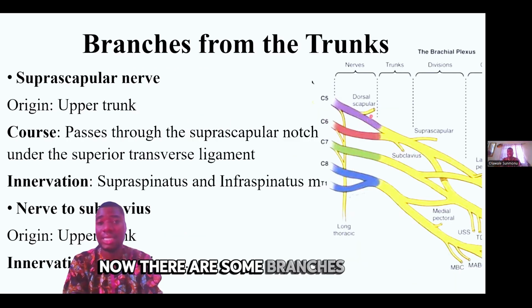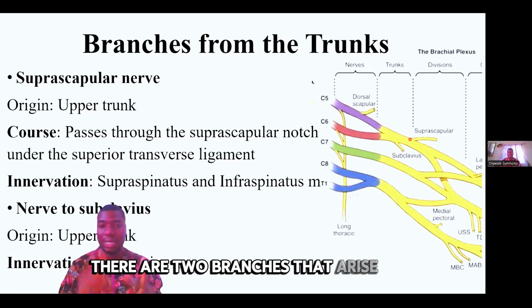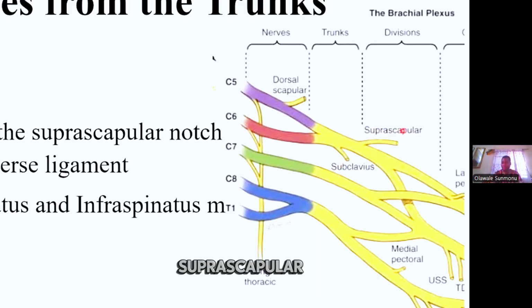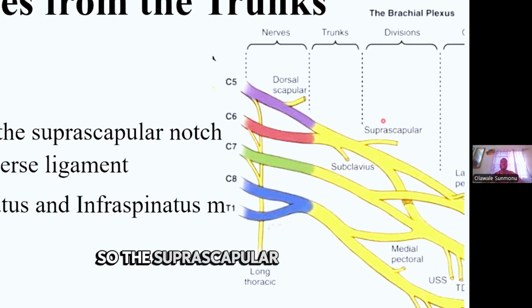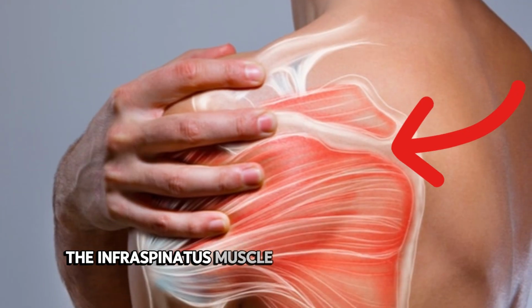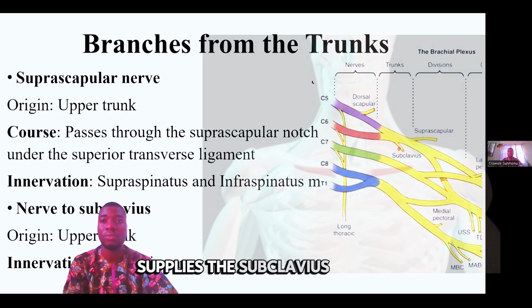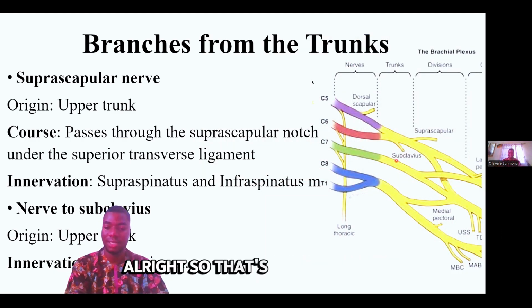Now there are some branches that arise. For the upper trunk, there are two branches that arise from it. The first branch is the suprascapular nerve. And then the next branch is the subclavius nerve. The suprascapular nerve supplies the supraspinatus muscle and the infraspinatus muscle. While the subclavius nerve supplies the subclavius muscle, and the subclavius muscle lies below the clavicle. All right, so that's the only branch.